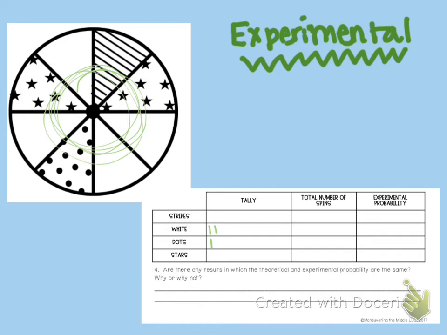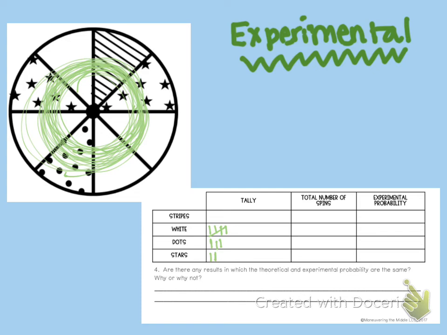Stars. Okay, start the stars. 1, 2, 3, 4, 5 white again. 1, 2, 3, 4, 5 stars. 1, 2, 3, 4, 5 white. 1, 2, 3, 4, 5 white. 1, 2, 3, 4, 5 dots. 1, 2, 3, 4, 5 dots again. 5, 6, 7, 8, 9, 10. So that's 10. Okay, so total number of spins.